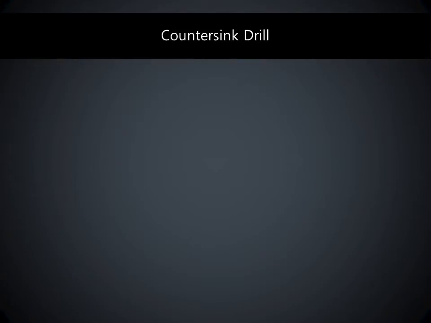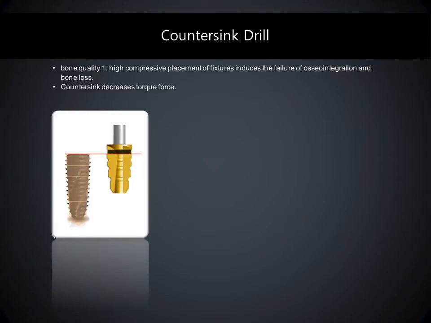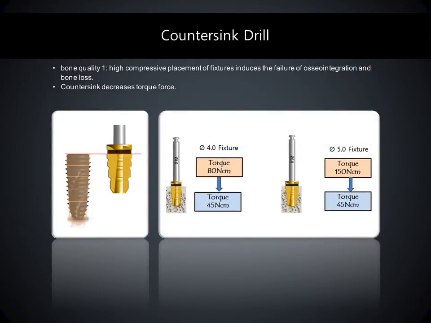Without countersink drill preparation in dense bone, a diameter 4 mm fixture might be placed with over 80 Nm torque force, and a diameter 5 mm fixture might be inserted with about 150 Nm torque force. It is reported that highly compressive placement of fixtures could induce failure of osseointegration due to necrosis of the surrounding bone. To prevent compressive bone necrosis, the gap between the fixture and the osteotomy hole has to be enlarged by countersink drill osteotomy.